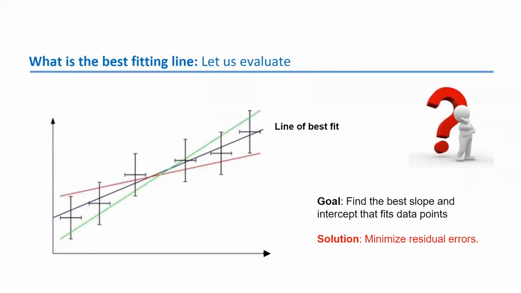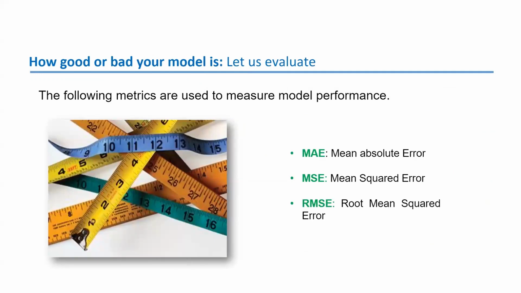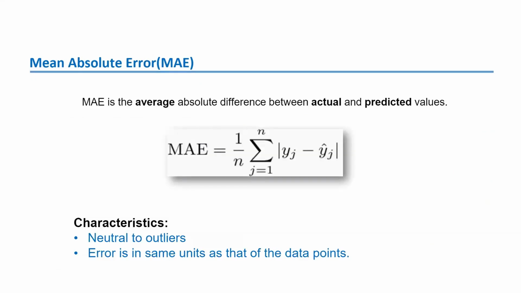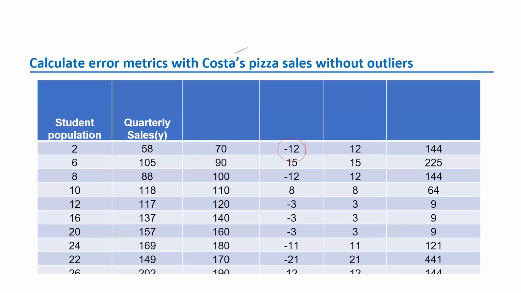Just want to show you the actual and the predicted value is minus 12. So this is your actual sales, and this is what you predicted, right? So the difference between actual and predicted, A minus P, is this. So 58 minus 70 is minus 12, 105 minus 19 is 15, right? 88 minus 100 is minus 12, and so on.